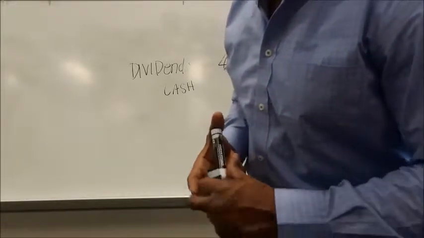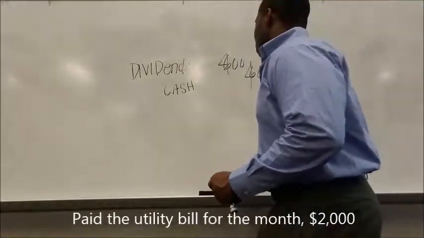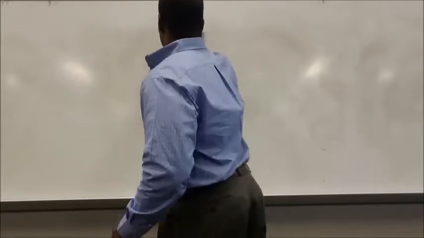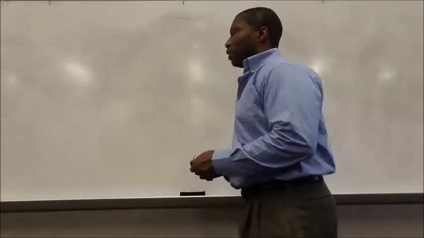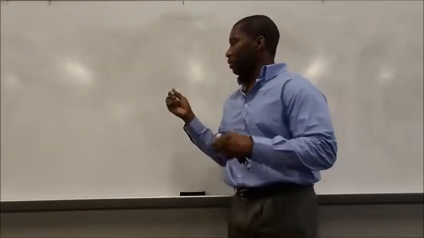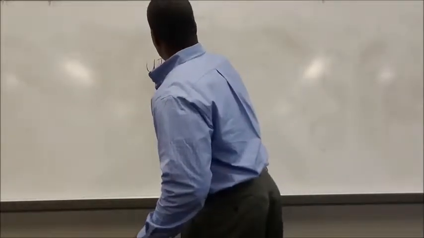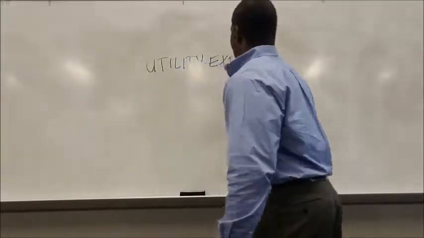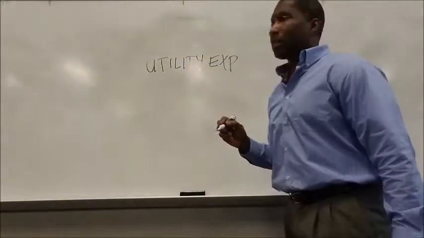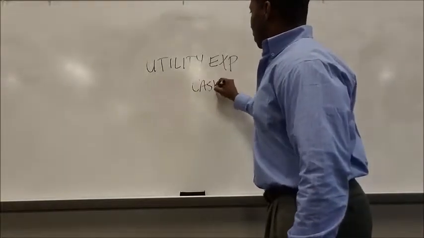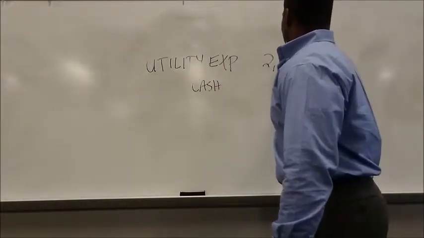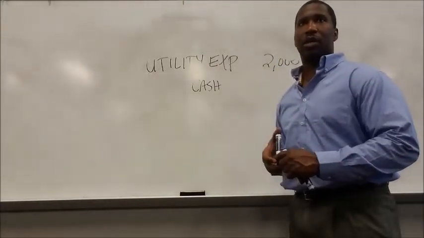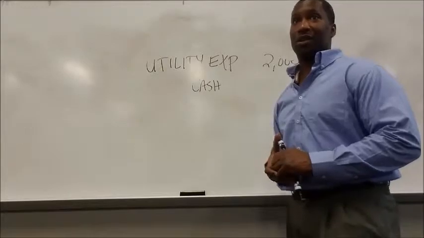Now here come the bills. Pay utility bills for $2,000. I have utility expense, right? We showed an increase in expenses using the what? Debit. Utilities expense. And we're going to pay them using what? Cash. $2,000, right? Sound good?